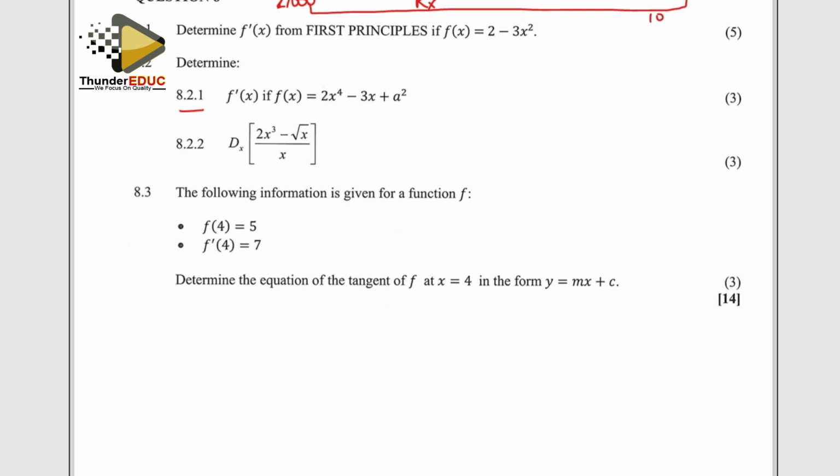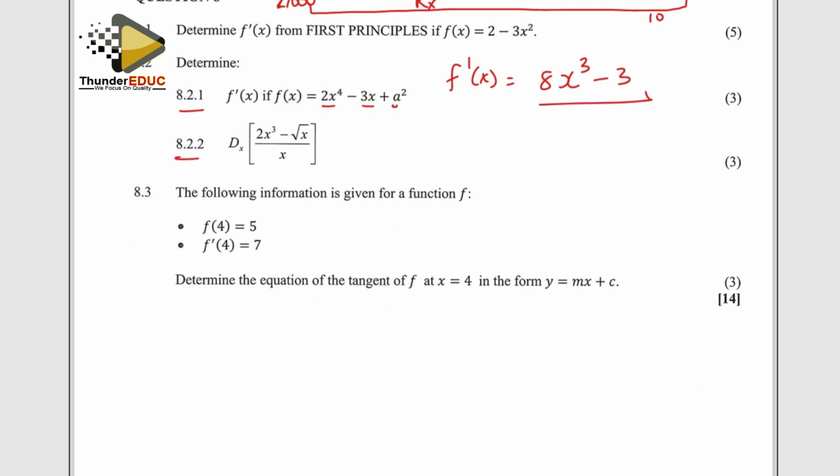8.2.1. They want us to find the first derivative of this. So this has x, this has x, this has nothing like x. So I'm going to treat this as a constant, which must fall away. So f prime of x is going to be 8x cubed minus 3.